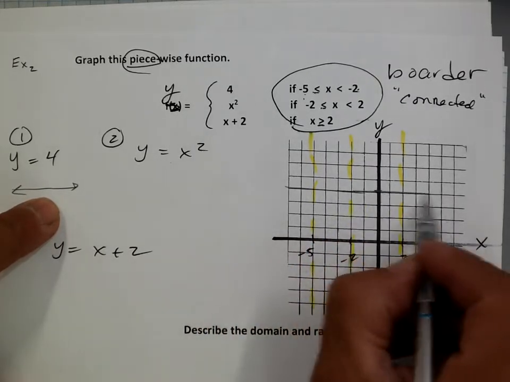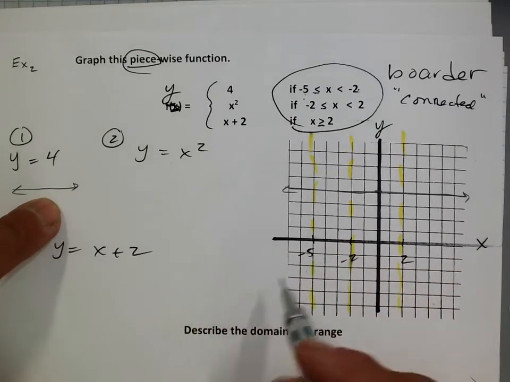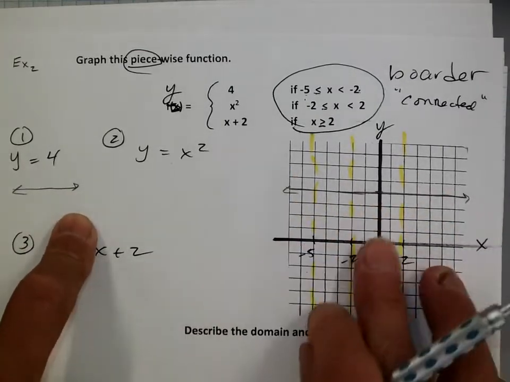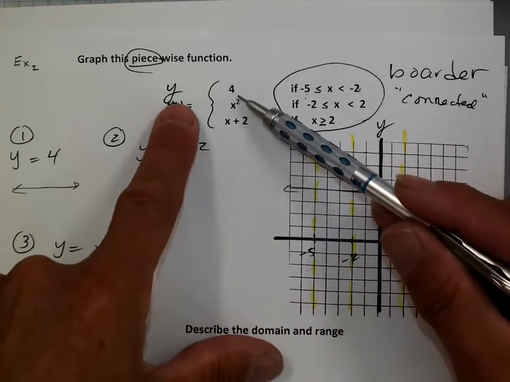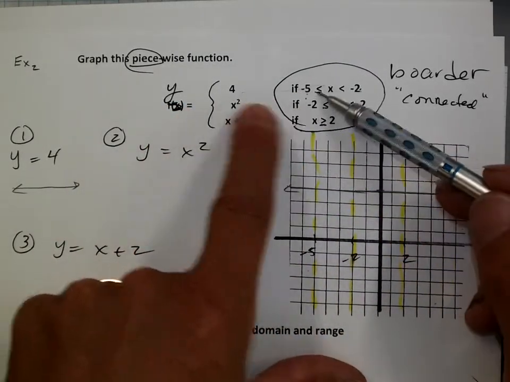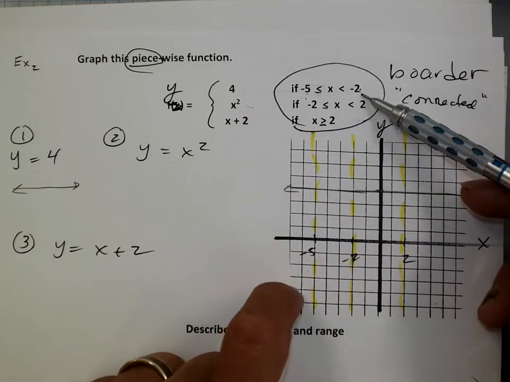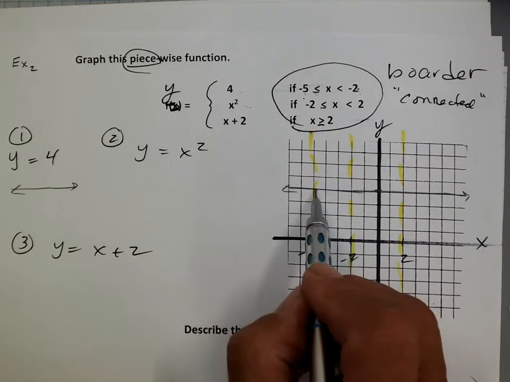And I graph y equals 4, except I don't want all of this. Y equals 4 is too wide. I only want a piece of it. What piece do I want? I want the piece between -5 and -2. So I only want this piece right in here.